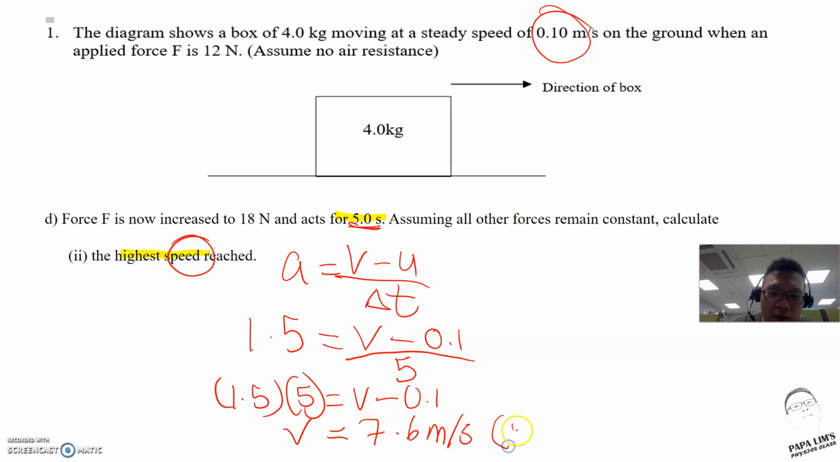Things to take note is 2 SF, 2 or 3 SF. So take note of this. Remember chapter 2 and chapter 3, they are usually linked together, kinematics and dynamics. So I hope this will be easier for you.